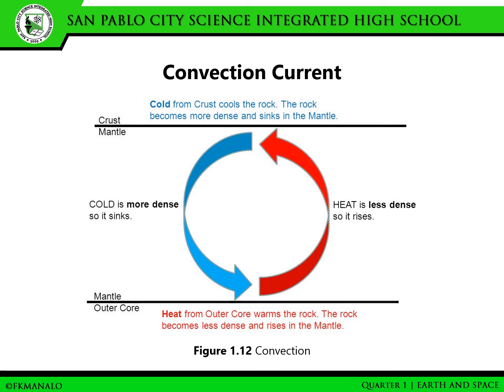This is the mechanism by which convection current occurs. Heat from the core warms the rock. The rock becomes less dense and rises in the upper portion of the mantle. The rocks cool down and become denser. Then they sink in the lower portion of the mantle. Then the cycle continues. Therefore, temperature difference plays an integral role in the facilitation of movement.